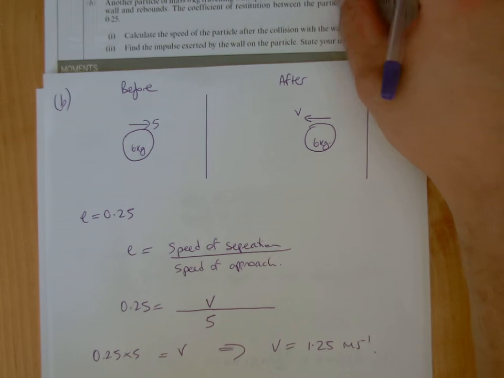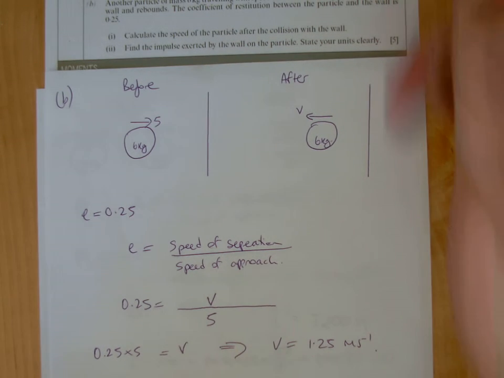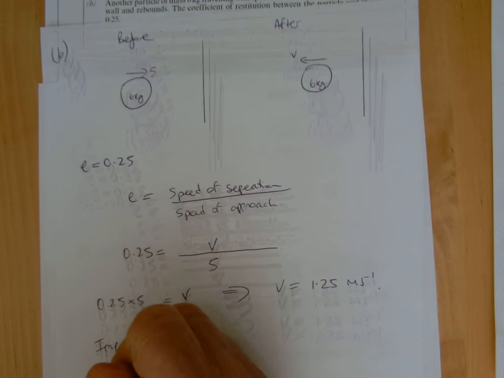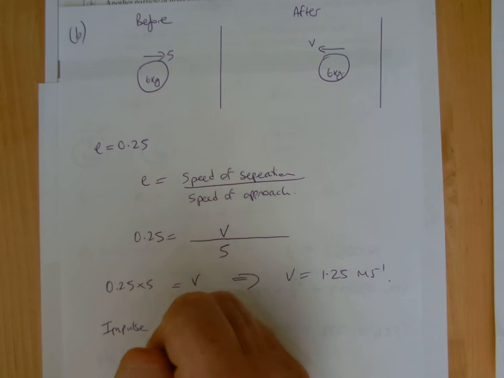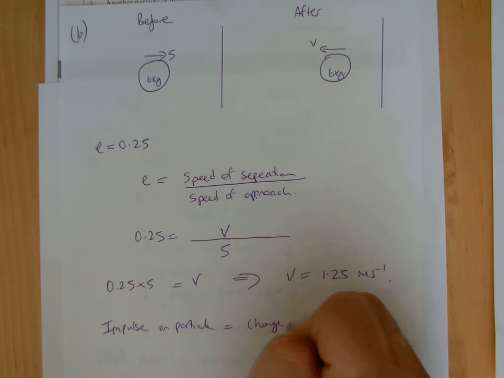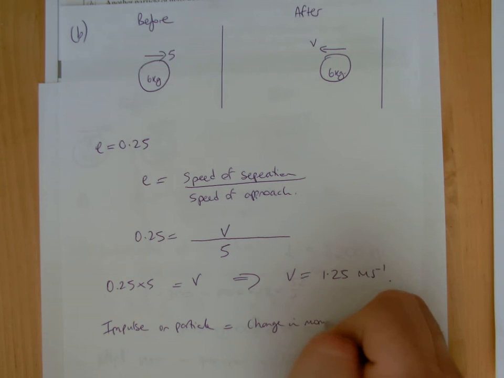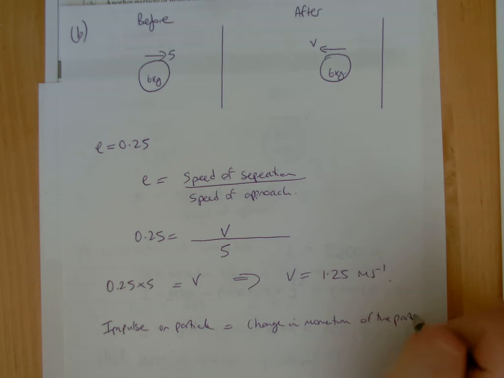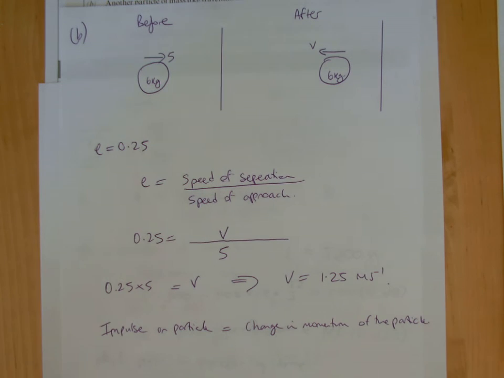Find the impulse then, it says, exerted by the wall on the particle. So remember, the impulse on the particle will equal the change in momentum of the particle. So the particle's momentum will change because it'll be transferring some momentum over to the wall. The wall isn't going to move, it'll be absorbing the energy.